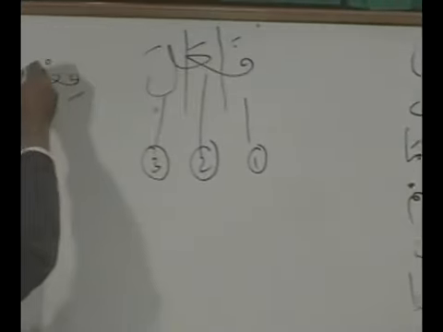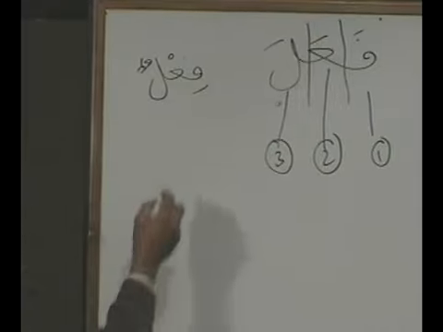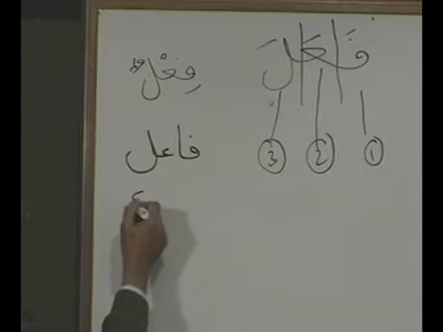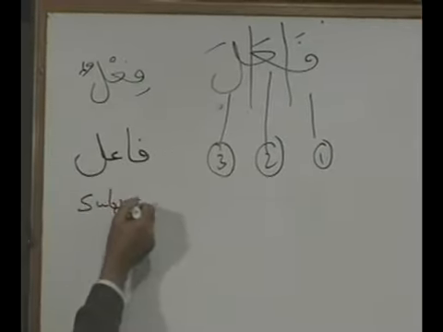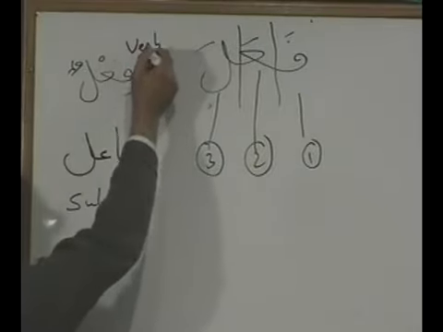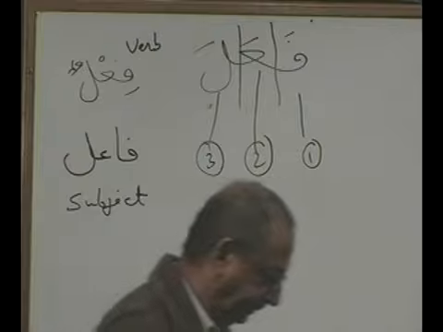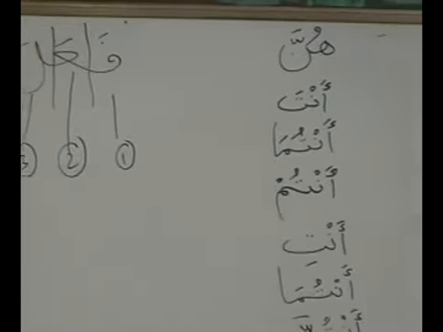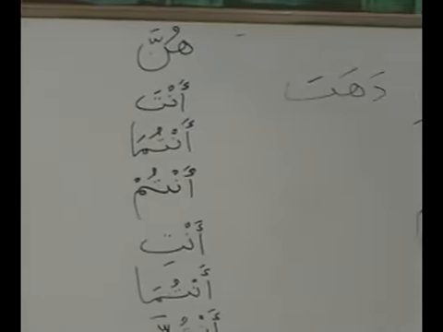So then we have fi'l, okay, brothers and sisters? Fi'lun. And what is the doer of action called? Fa'il. You will remember this, fa'il. What do I call fa'il in English? Subject. And what is the fi'l? Verb. Okay, brothers and sisters? So, now, as I said, if there is an action, there has to be a doer of action. So, zahaba.